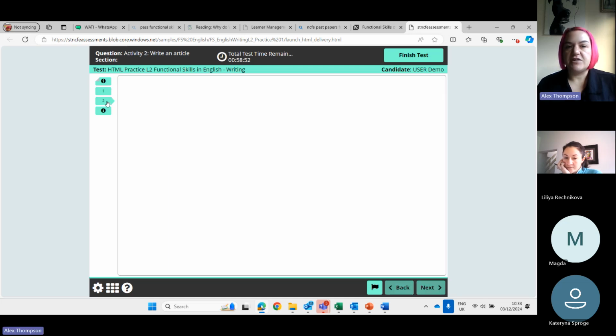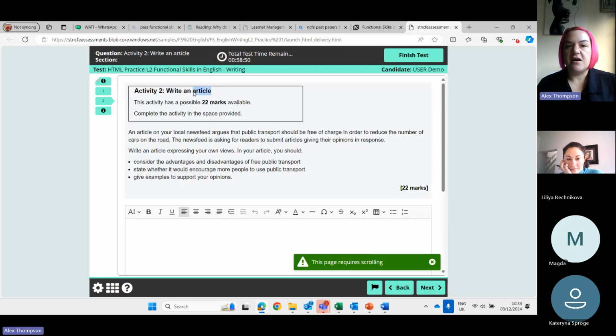The second question on this one wants us to write an article. I always highlight the key words. It helps me focus on the most important parts of the question. This one says an article on your local newsfeed, so like a Facebook community group or Reddit, argues that public transport should be free of charge in order to reduce the number of cars on the road. The newsfeed is asking for readers to submit articles giving their opinions. So it's not asking for facts, it's asking for what you think and what you feel.